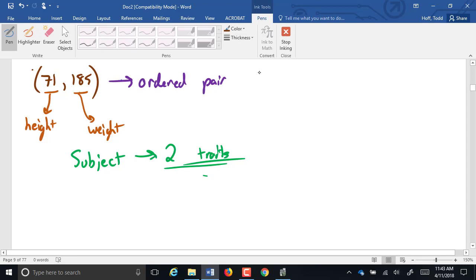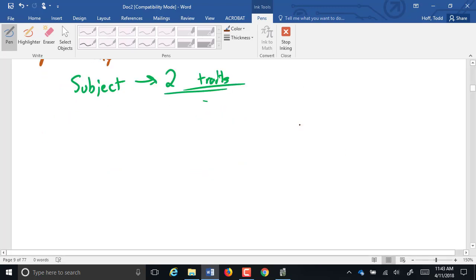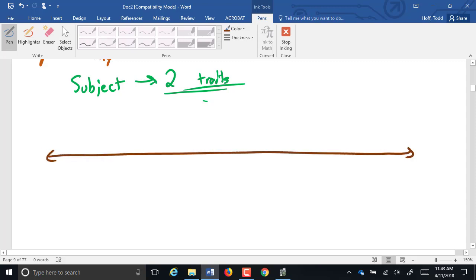So the key is we have to figure out some way to display those numbers and the relationship between them. So far we talked a little bit about number lines. We talked about negative numbers way back at the beginning of the semester. And number lines are a very powerful tool. Now, of course, I'm not going to number all the way up to 185 here, but I'm going to use a little smaller example.